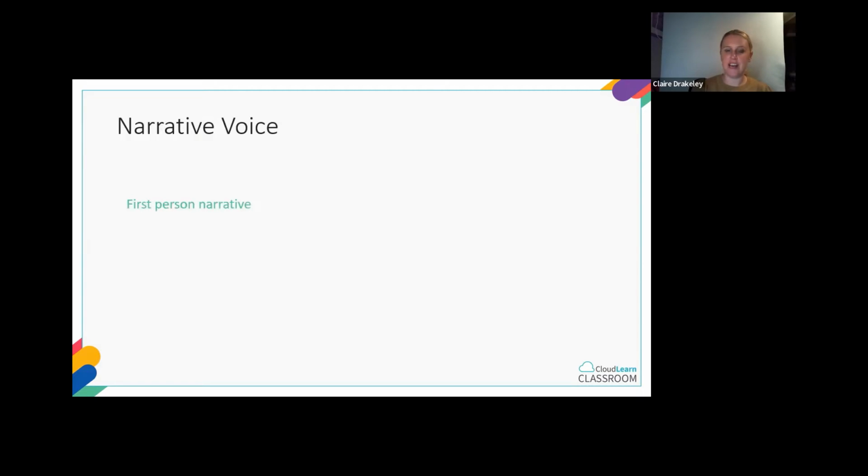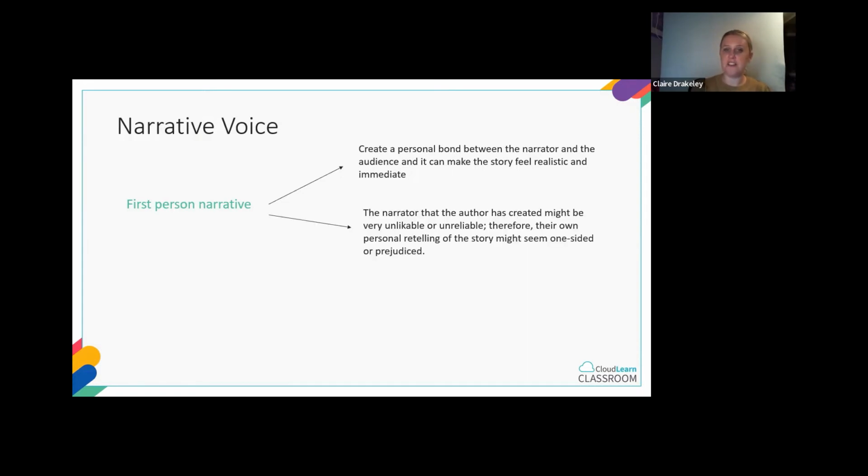Let's look first at first person narrative. On the one hand, the use of a first person narrator can create a personal bond between the narrator and the audience, and it can make the story feel realistic and immediate. On the other hand, the narrator that the author has created might be very unlikable or unreliable. Therefore, their own personal retelling of the story might seem one-sided or prejudiced. Therefore, there are pros and cons to this type of narrative.